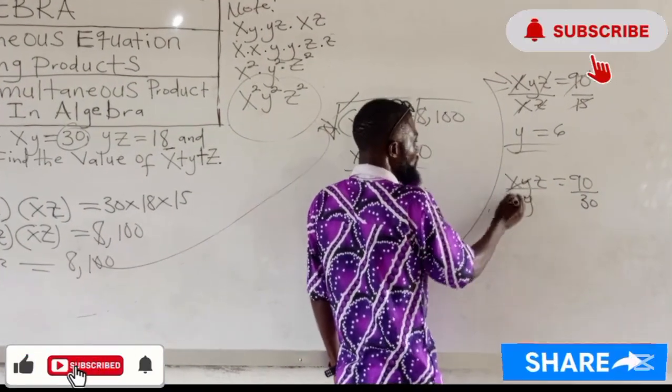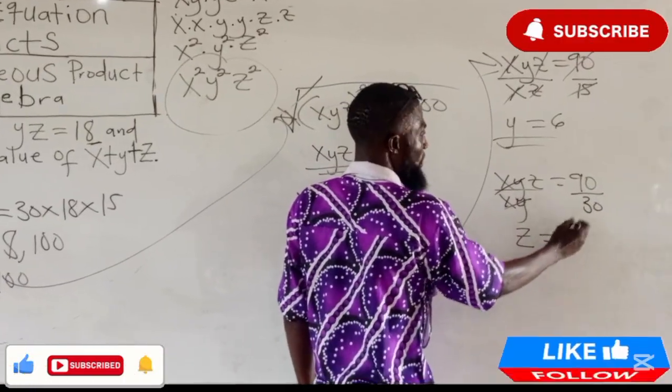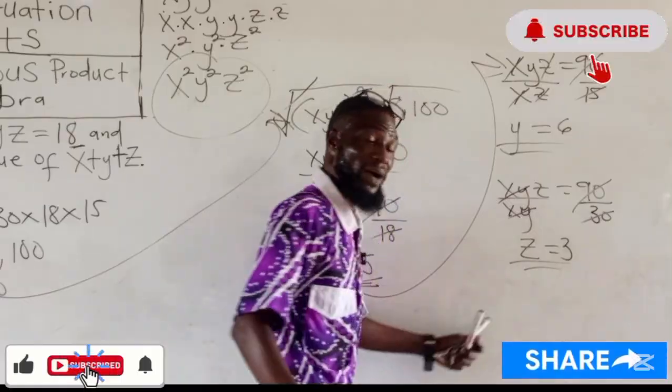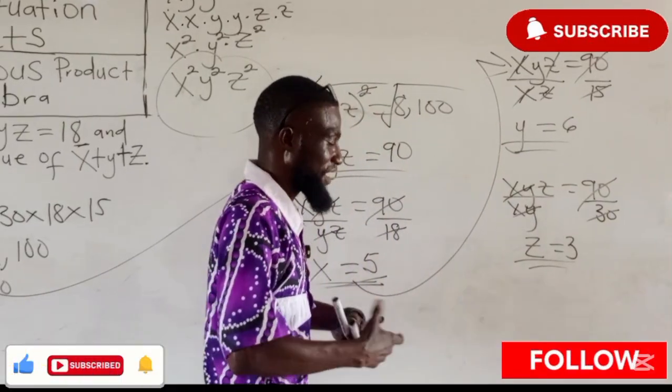What do we do? x y cancel. We have z will be equal to 90 divided by 30. Automatically, we have 3. So our answer for z will just be equal to 3.